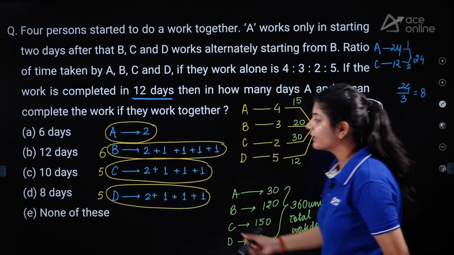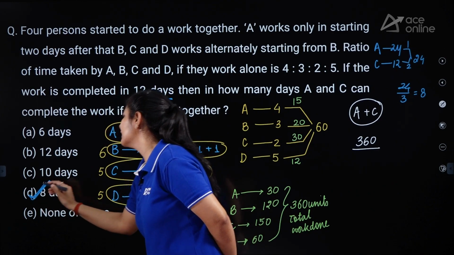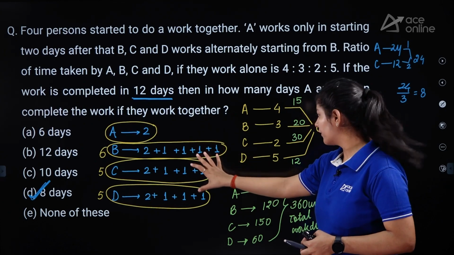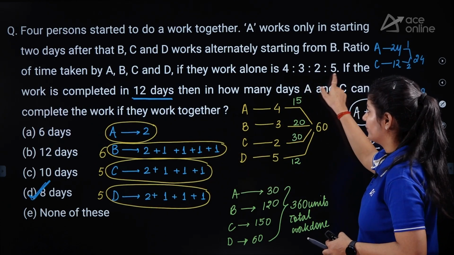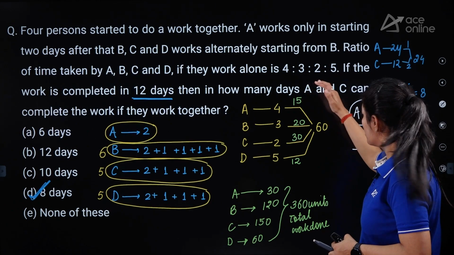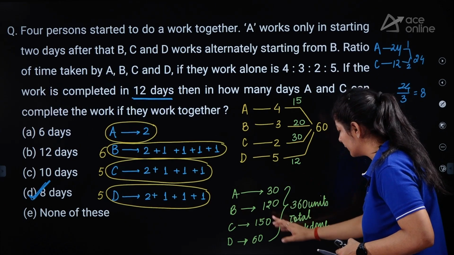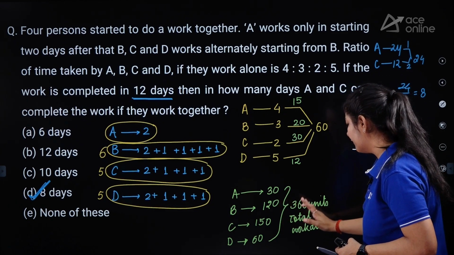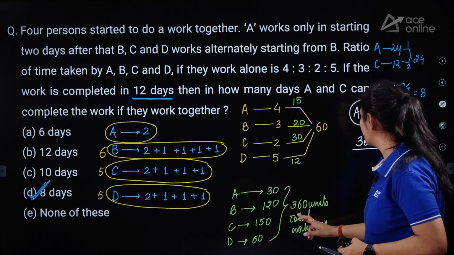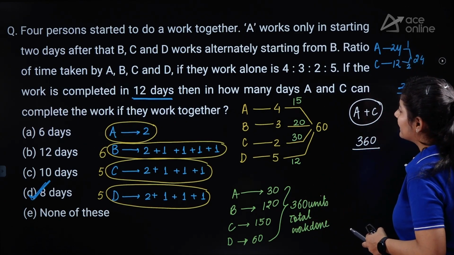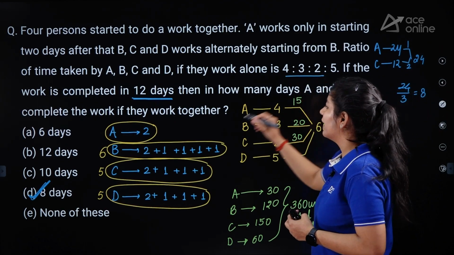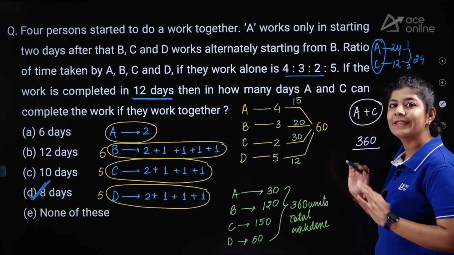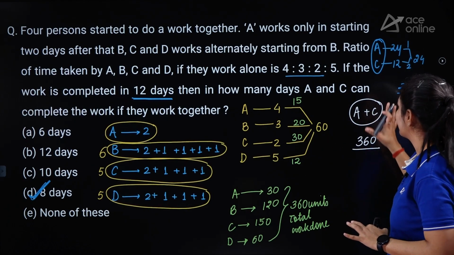Okay, we calculated the answer. So the correct answer over here is 8 days. What we did here is first we calculated the number of days, and with the help of this work-alone ratio, we calculated the total work done. And when we calculated the total work done, with the help of this ratio and these values, we calculated the number of days taken by A and C individually to do all this type of work.